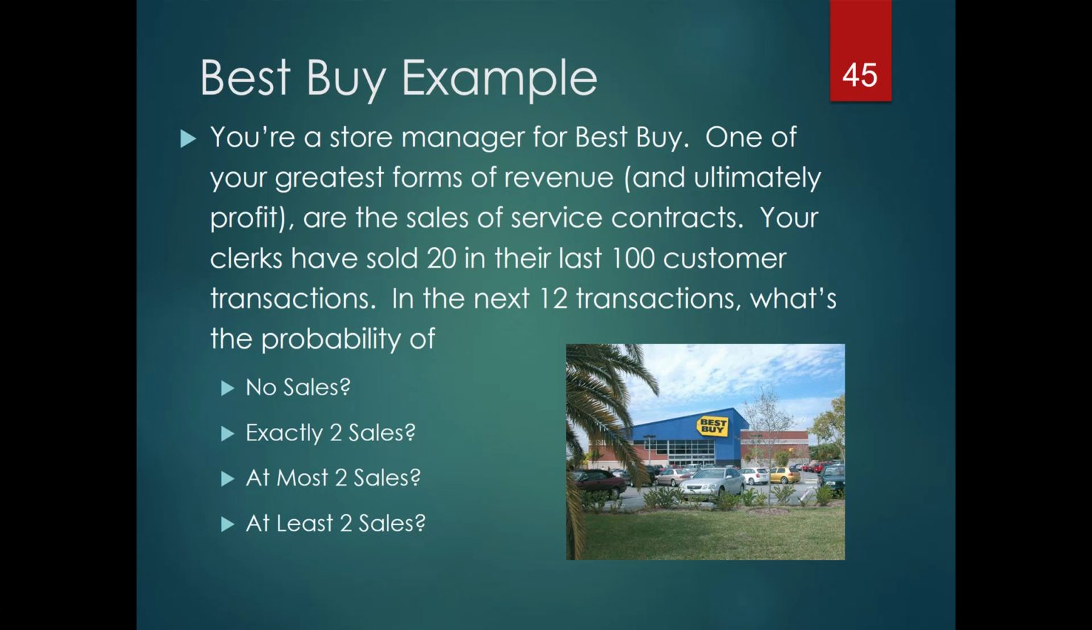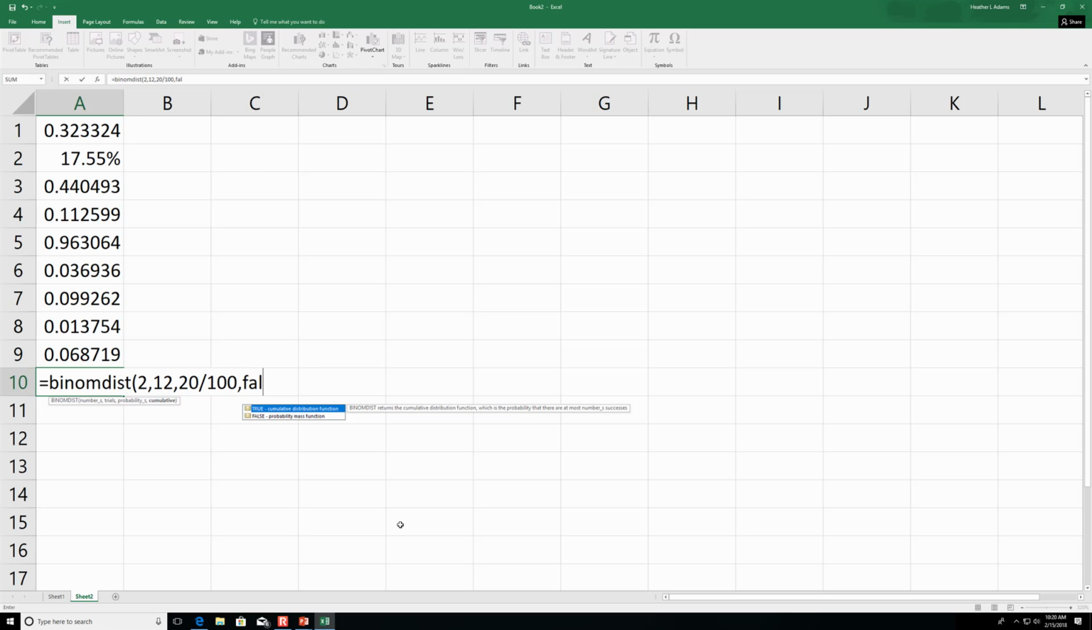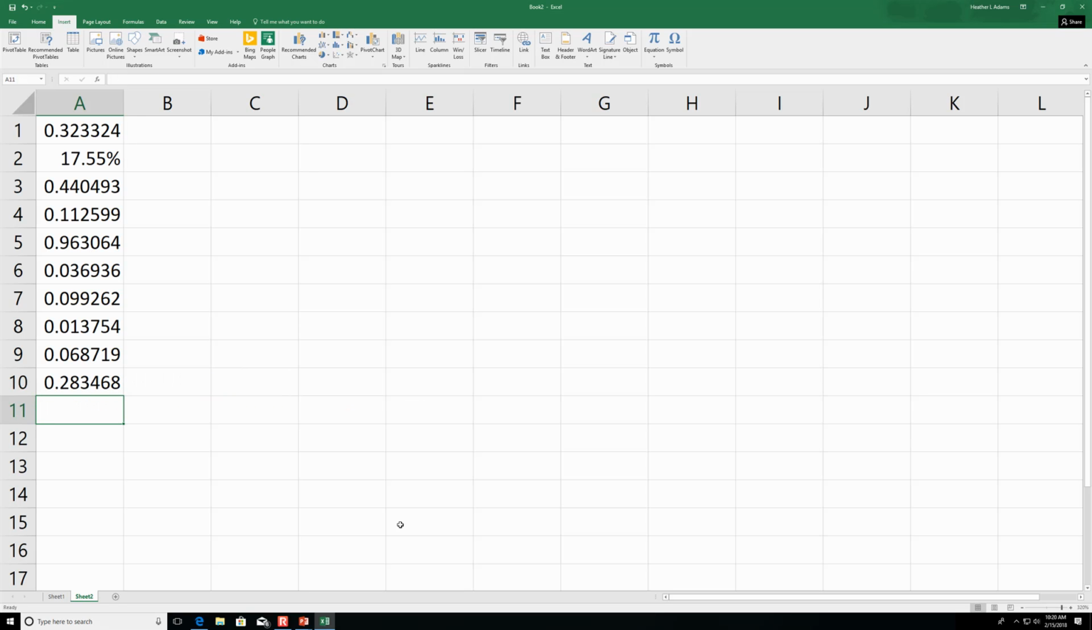Okay, so exactly 2 sales. I'm going to do false for the cumulative again here, because I want exactly 2. And this time just plug in 2 for x. Okay, so the number of successes that I want is 2. Number of trials is 12. The probability of success is the 20 divided by 100. And I want to say false again here. Okay, so 28.34% probability of getting exactly 2.